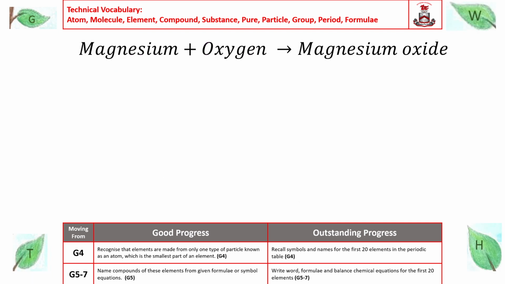So let's have a look at this one. Magnesium plus oxygen makes magnesium oxide. Well, what's the symbol equation for this? I would like you to pause, I would like you to look at your periodic table, and I'd like you to try and come up with the answer. Okay, so let's unpause this and have a go. Well, hopefully you got magnesium as that. Hopefully you got oxygen as this, but remembered it was diatomic. And magnesium oxide is that.